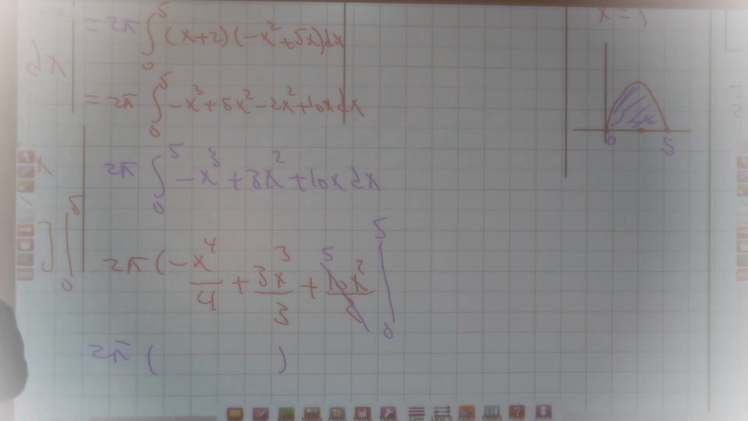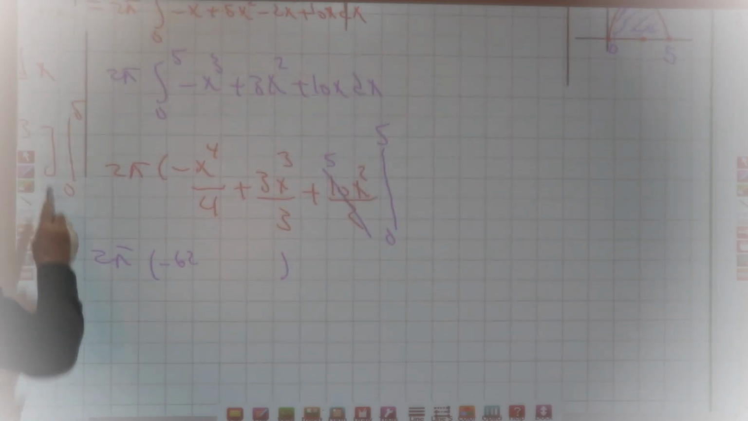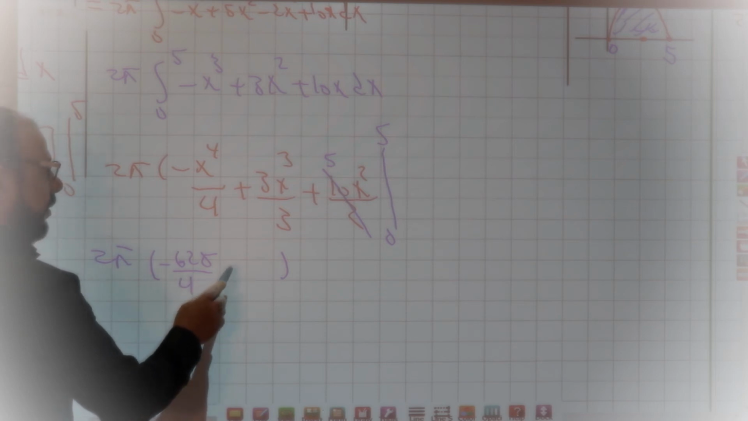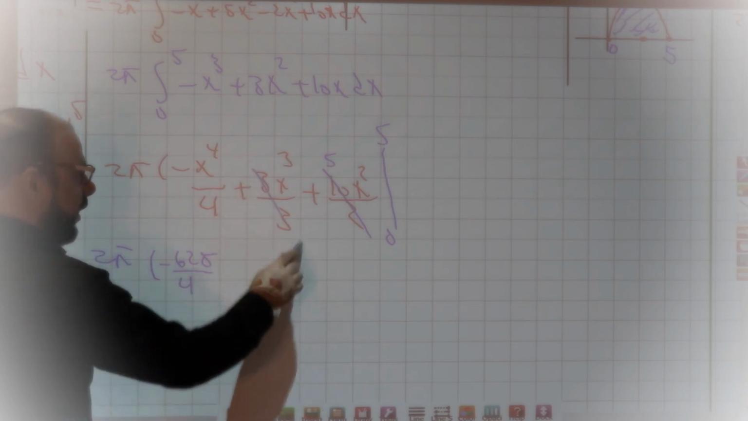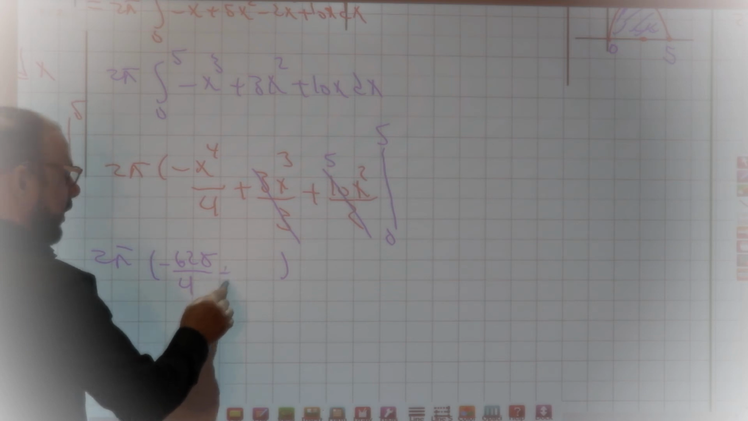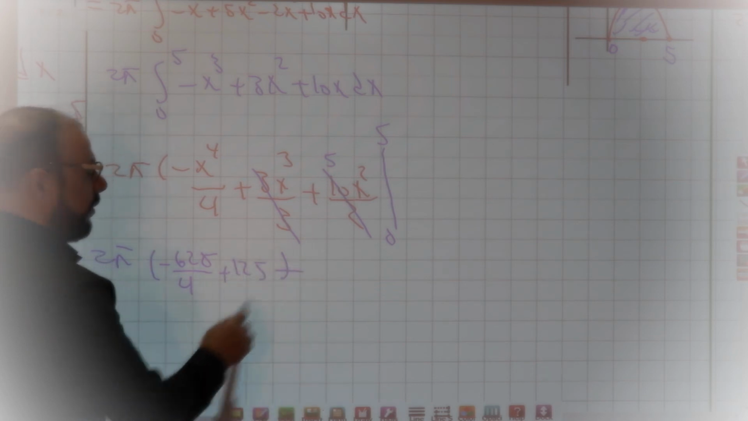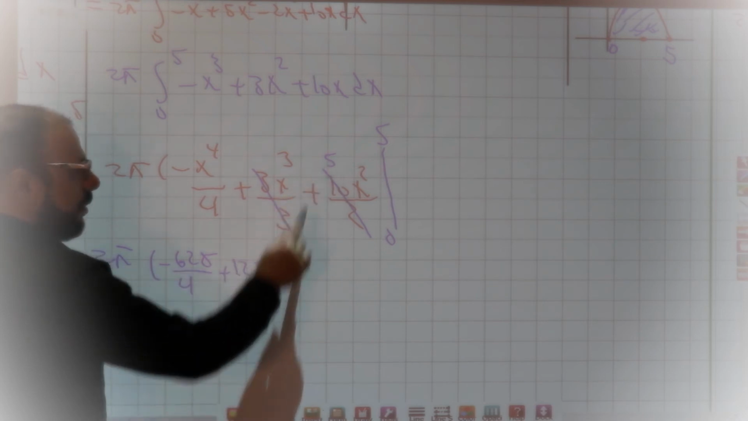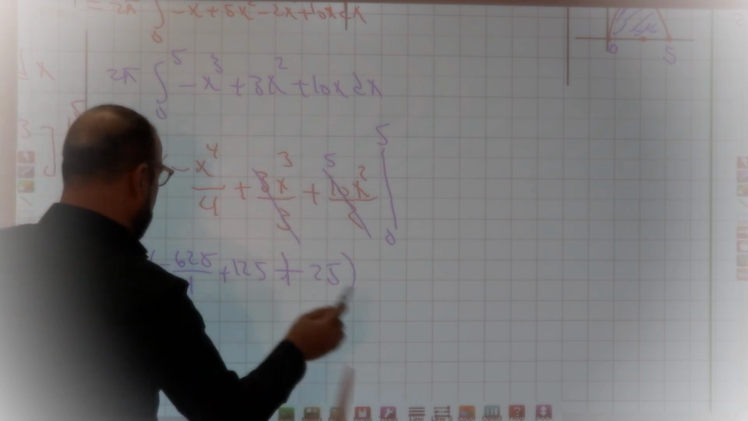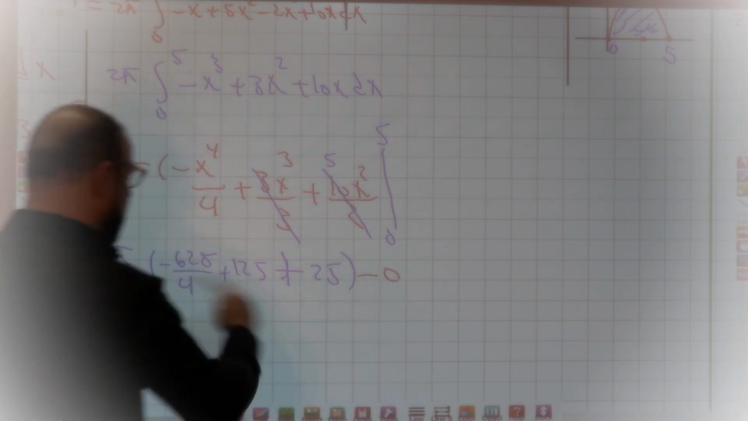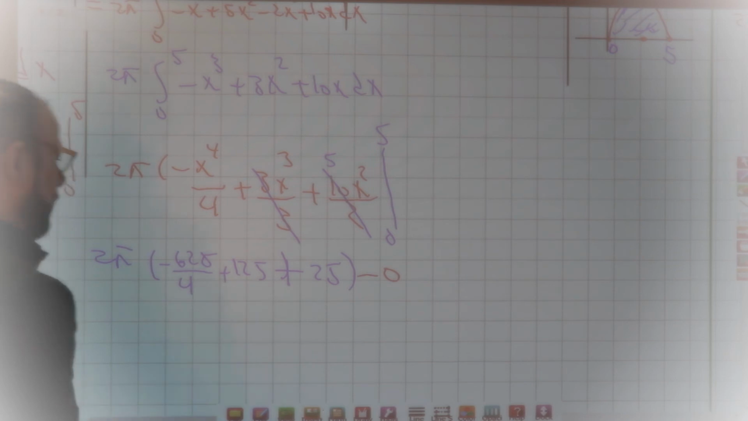Negative 5 to the 4, negative 625 over 4, plus this 3 cancel, 125, plus 25, minus 0. Minus what? Why 0? Because everything is 0. Then you add all these and you're done.